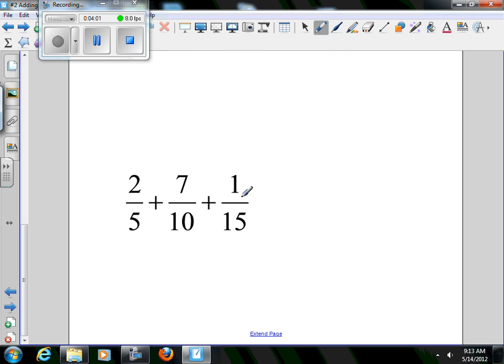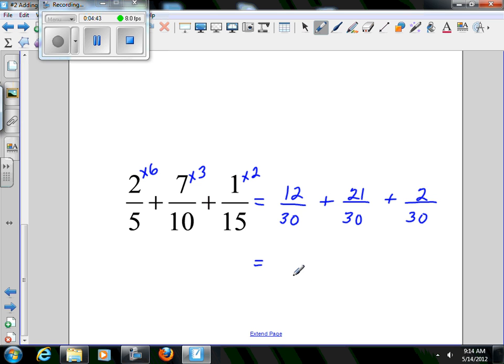Okay, now let's move on to this one fraction where we have 3 that we're adding together. And so we are going to have to find a common denominator for all 3 fractions. So we want a number that 5, 10, and 15 will all divide into, and the smallest number would be 30. All right, now we're going to change each fraction. 5 goes into 30 6 times. 6 times 2 is 12. 10 goes into 30 3 times. 3 times 7 is 21. 15 goes into 30 twice. 2 times 1 is 2.